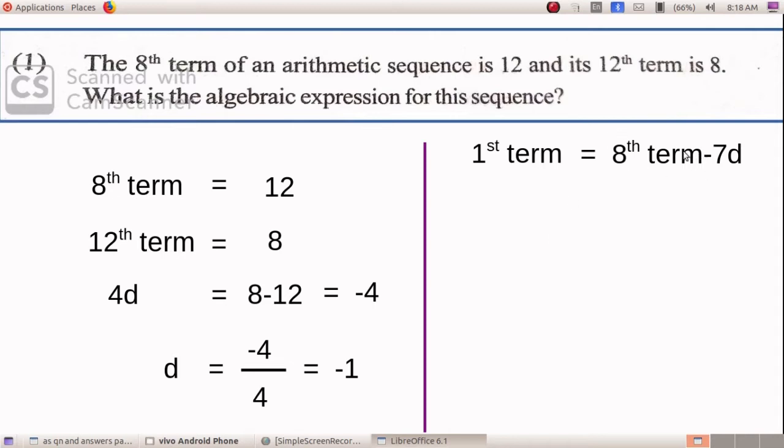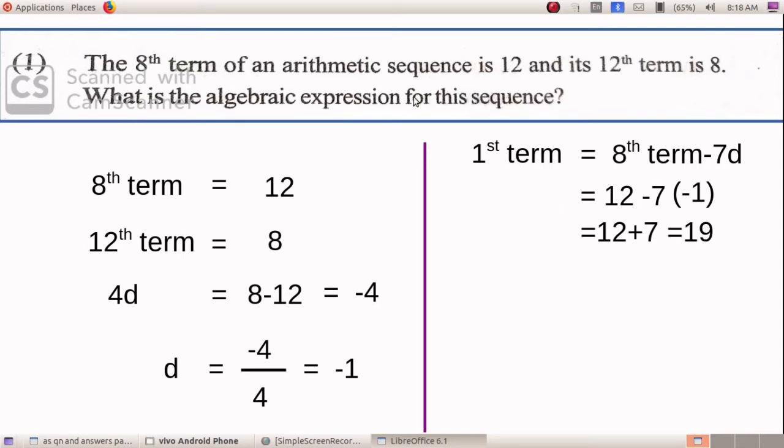We know the 8th term is given as 12, so let us substitute it by 12. This minus 7 into the common difference, which is minus 1. Minus 7 into minus 1 will be plus 7. Therefore, 12 plus 7, that's 19. Therefore, the first term is 19.